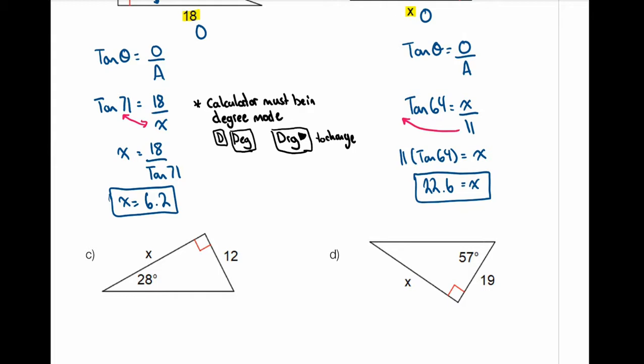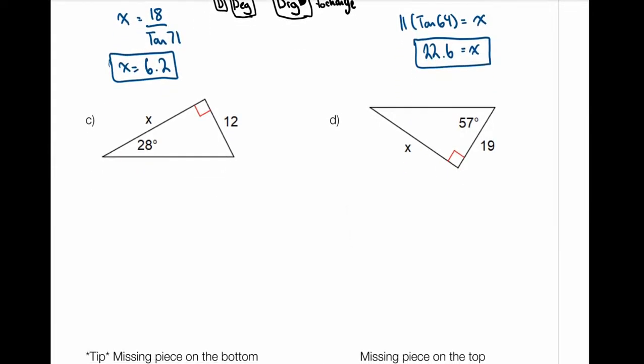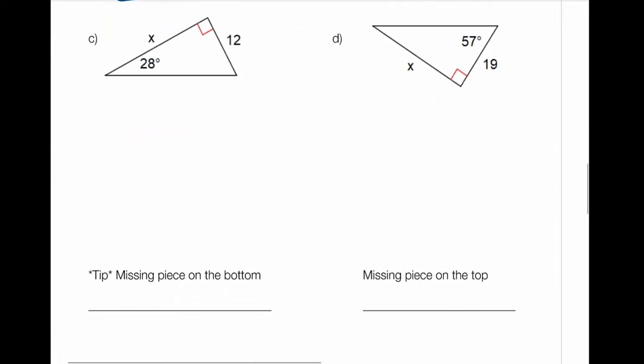Just make sure you label your sides correctly and plug the pieces into the right spots, and you should be able to refer back to the last questions to figure out what the operations are that you need to do. So again, I recommend you pause the video to try this on your own.